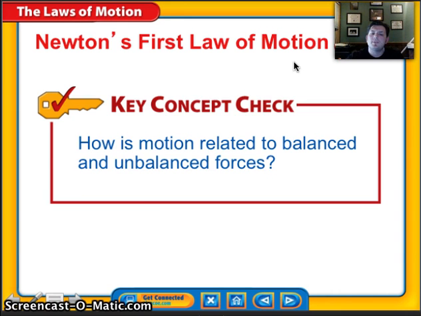So, how is motion related to balanced and unbalanced forces? Balanced forces, again, keep you at a constant speed. Right now I'm moving at 0 meters per second. If for some reason this chair in my house went from under me, I would start falling downward. So I would change my velocity. I would probably fall at about 9.8 meters per second squared because of gravity.